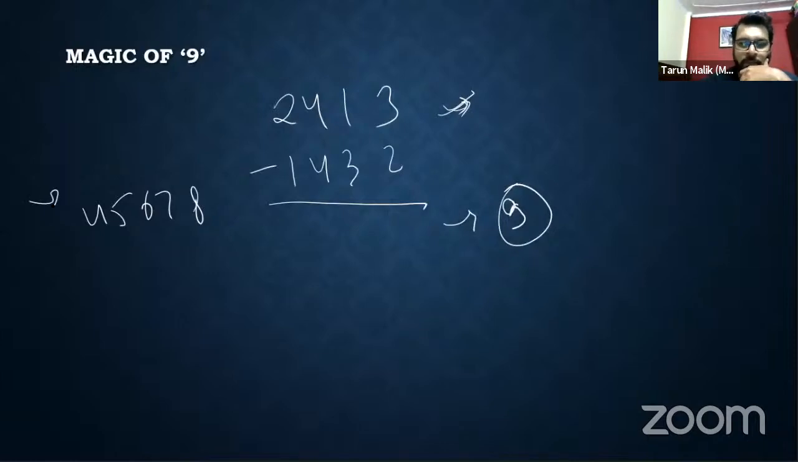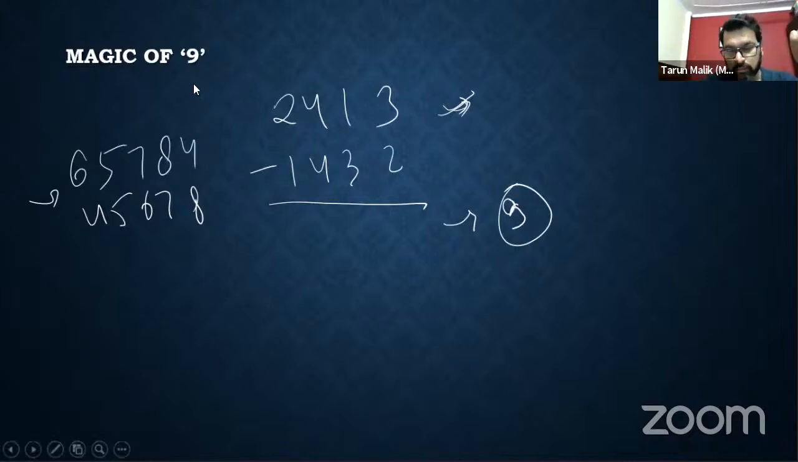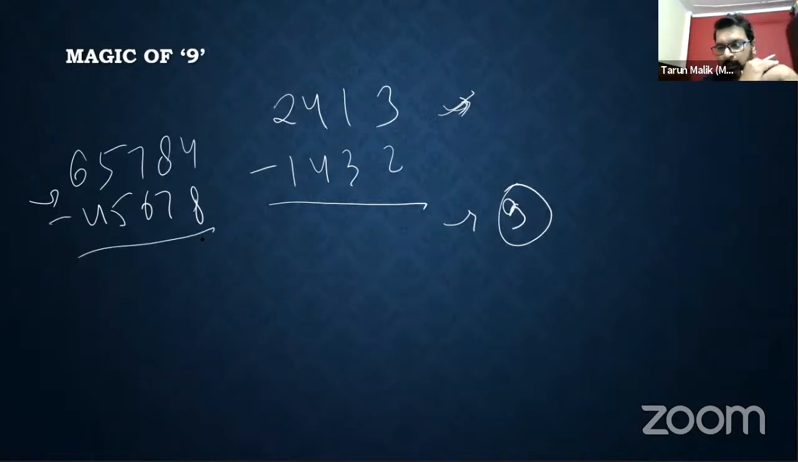Similarly, if you take this number and form another number using these digits only, the digits have to be the same. So using 4, 5, 7, 6, 8, form another number. Let's say 6, 5, 7, 8, 4. And if you subtract the smaller one from the larger one, the difference is again a multiple of 9. You can try with any number. It's always true.